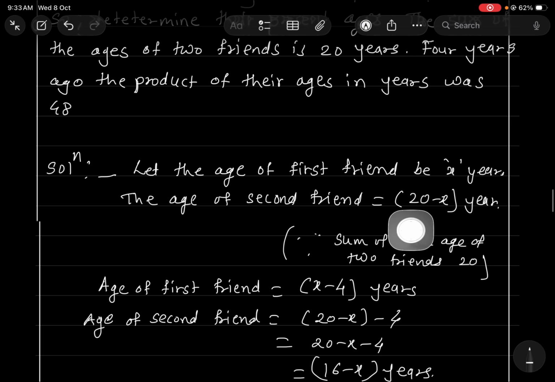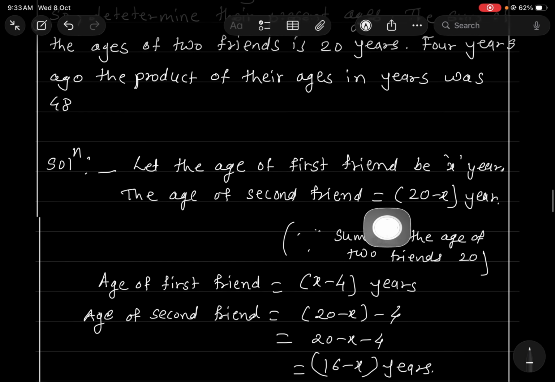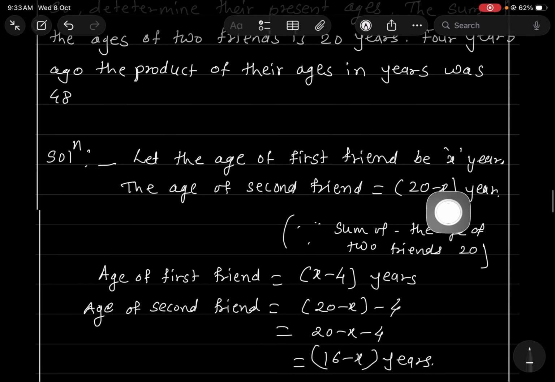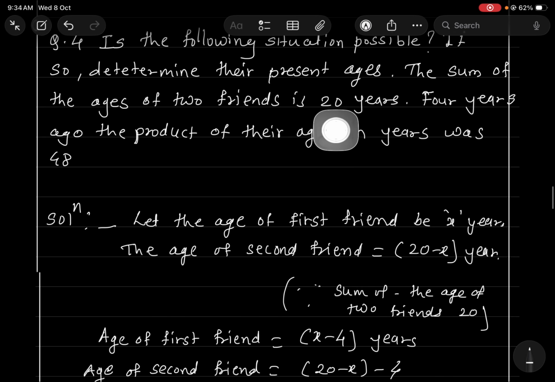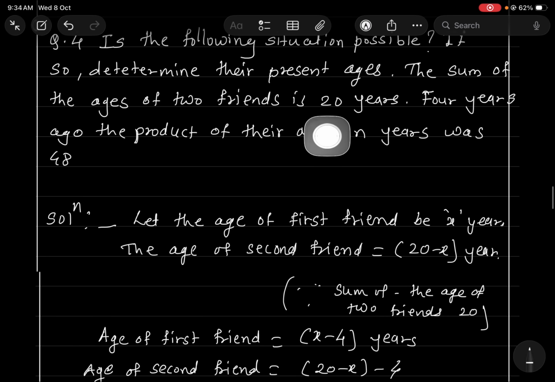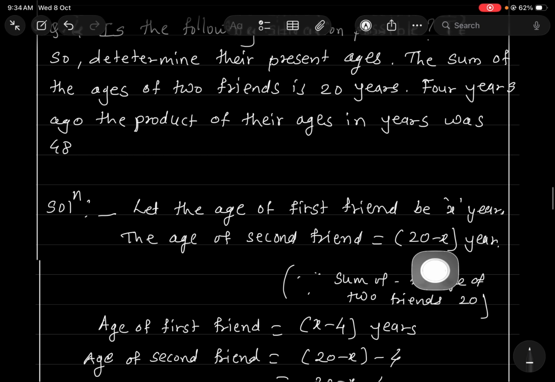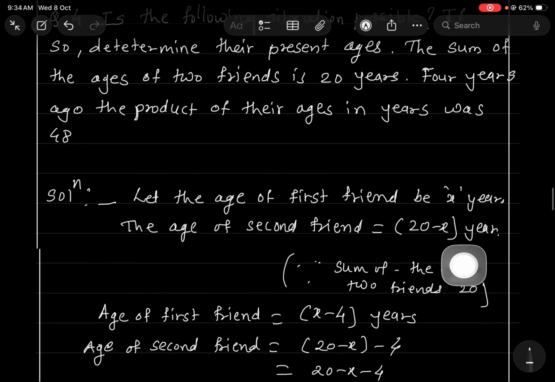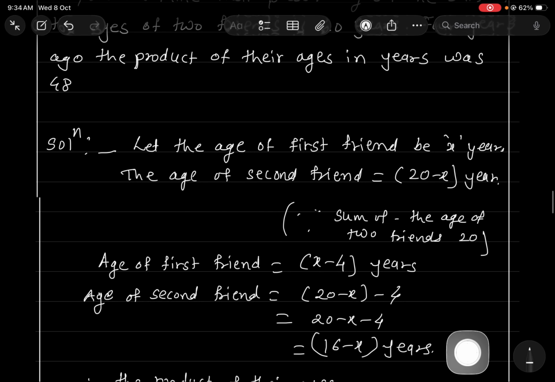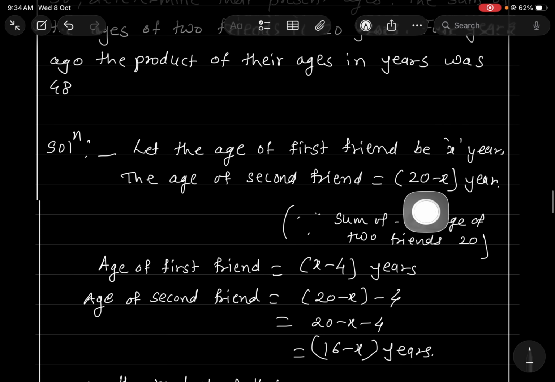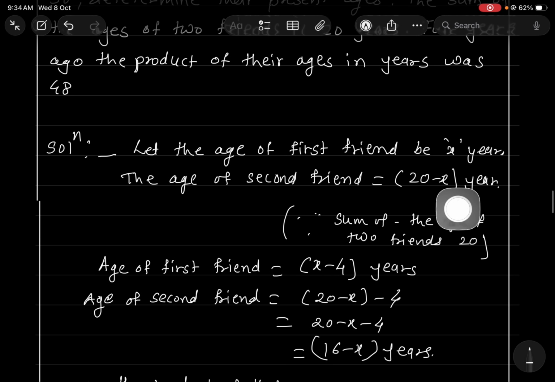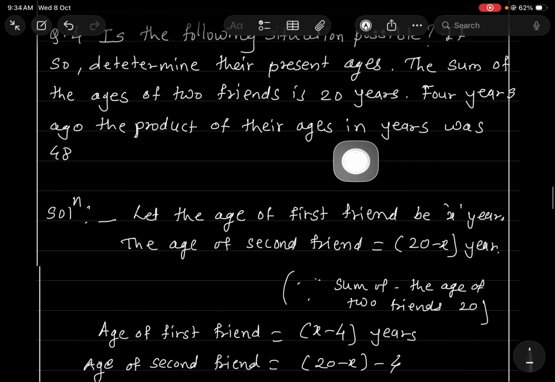So what can we do? The age of the second friend is 20 minus x. Like in the previous example, we studied how to find this. The age of the second friend is 20 minus x, because the sum of the two friends' ages is 20. One is x, and the other we take as 20 minus x. If you add x plus 20 minus x, the x and minus x will get cancelled, and the sum will become 20.